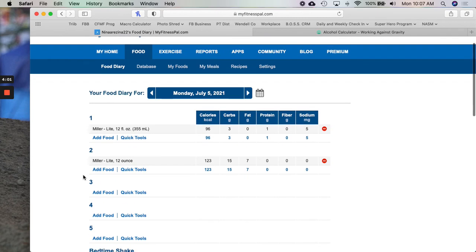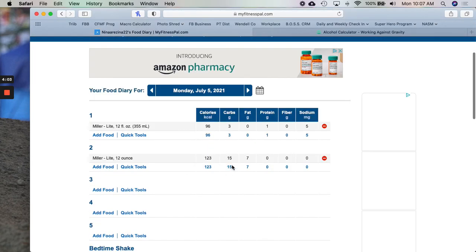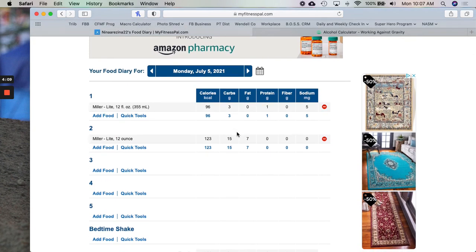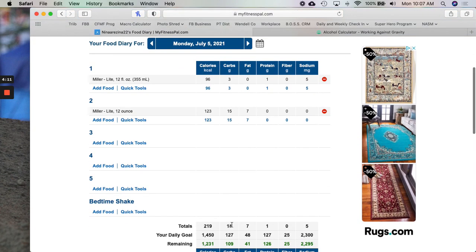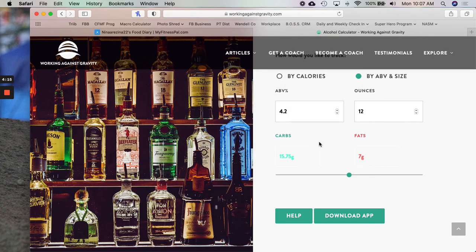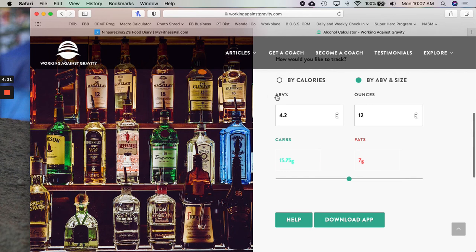Okay, so you can see that if you have 2 or 3 Miller Lites, that's really 45 carbs if you have 3 of them, instead of 9. Like, that's drastically different as far as your calories and your carb counts and your fat counts go. Okay, so that's why I want you to use this alcohol calculator when entering in your foods into MyFitnessPal. And you can do it for vodka, you can do it for rum. All you need to know is just the alcohol by volume and how many ounces you had.